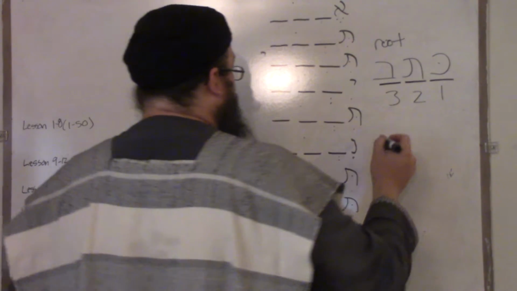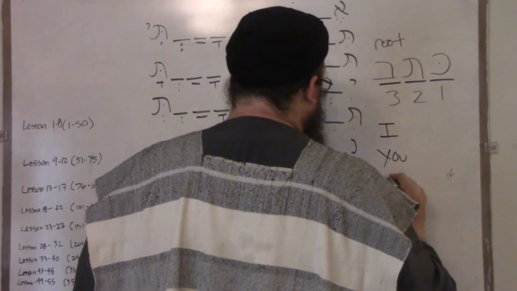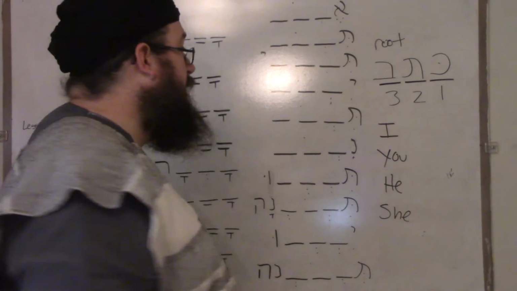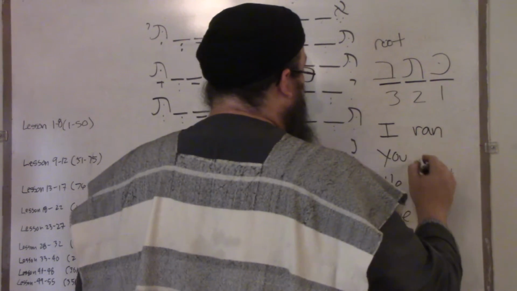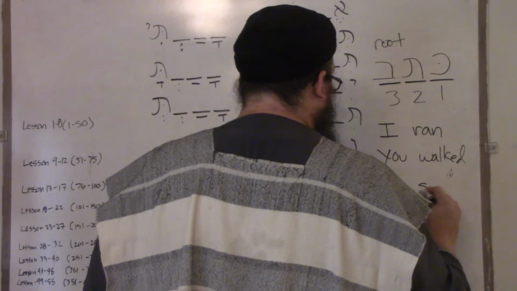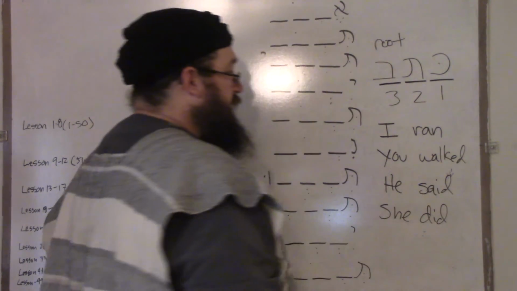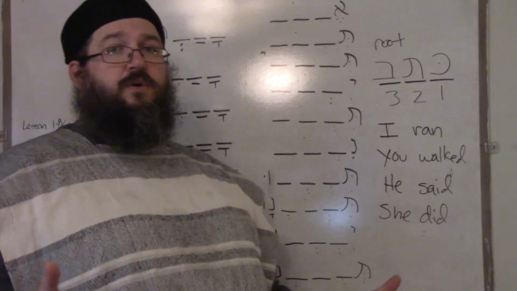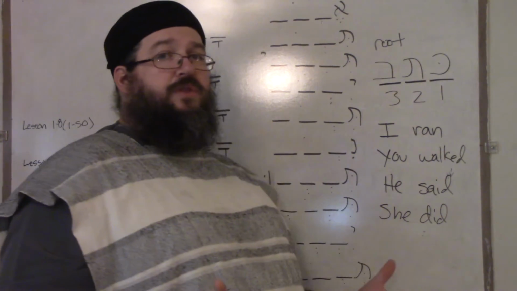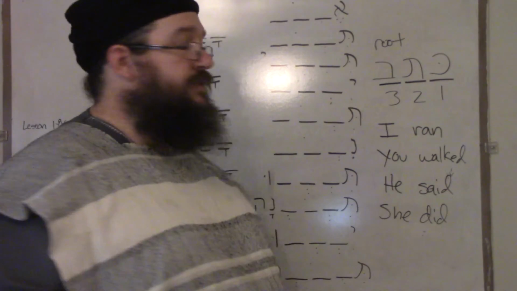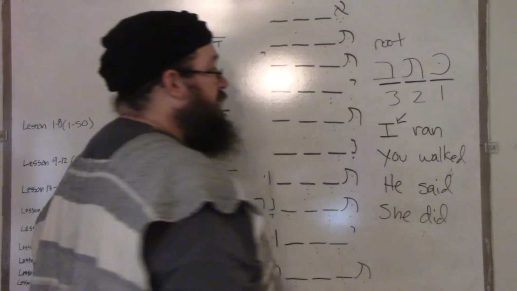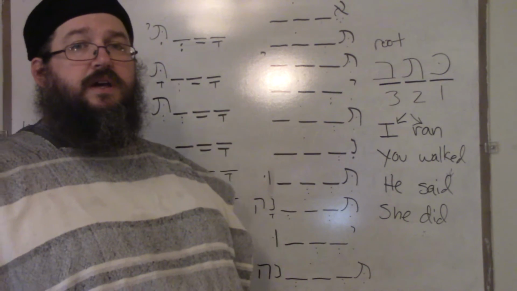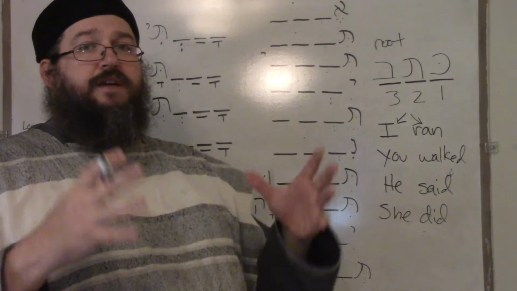In English, we utilize pronouns like this: I, you, he, she, and these are basically separate words. When we write, for example, ran, walked, said, did, we separate our verbs from our pronouns. And therefore, we have a complete new thing we have to learn when we're going to Hebrew. Why is this? Because the subject pronoun, such as I, we attach to our verb, such as the word ran. And therefore, we say this together as one word.